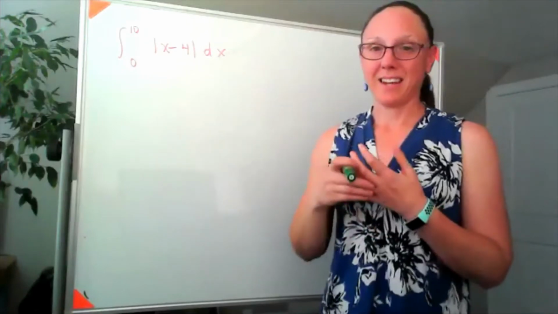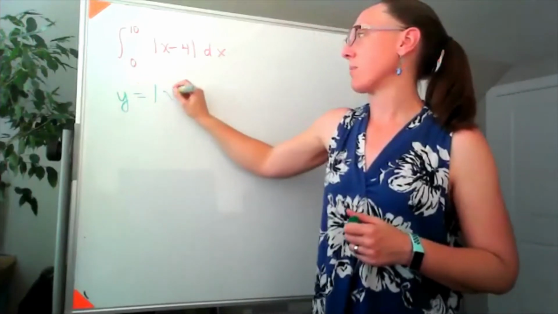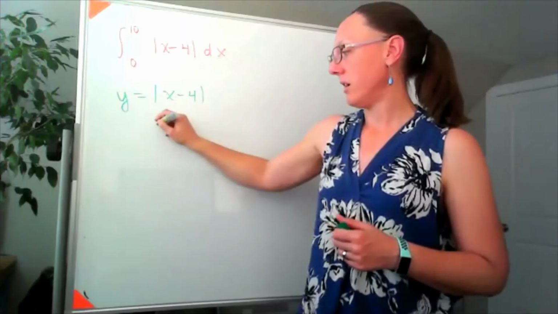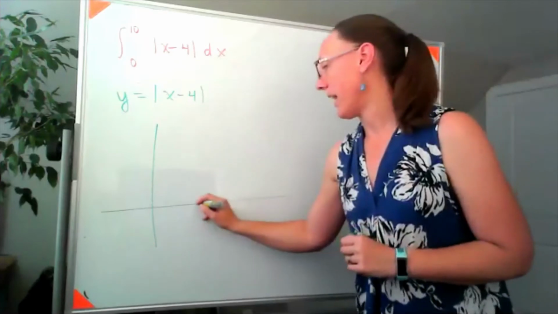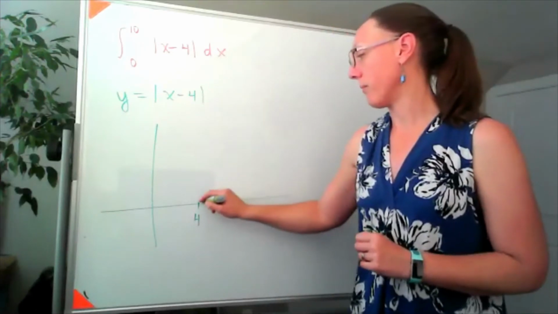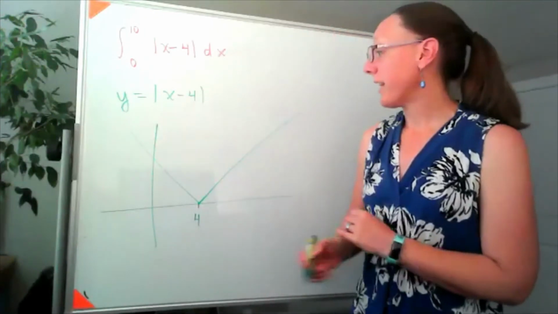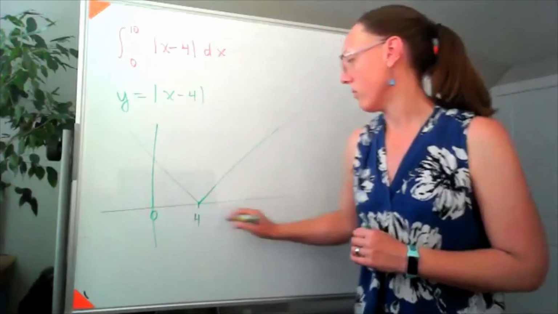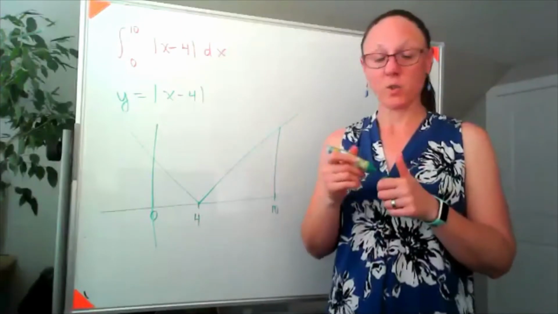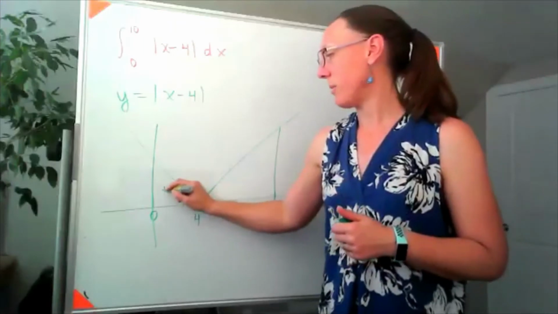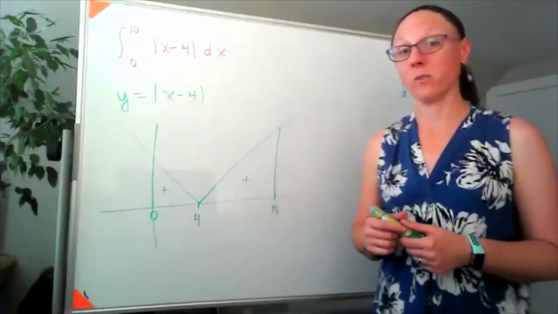if I'm going to interpret this as signed area, I really need to have a picture. If y is equal to the absolute value of x minus 4, I know that graph is going to look like a V, and the point of that V is going to be at 4. And it's kind of going to look like that. We are asked to find the area from 0 to 10. All of this is above the axis, so I don't have to worry about signs. This should be positive and this should be positive. I just have to find the areas of each of those triangles.